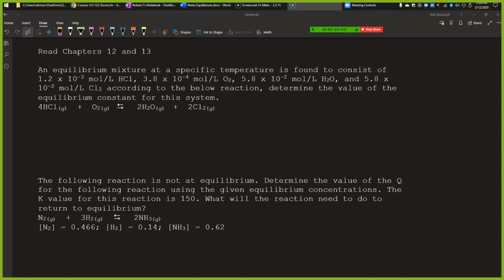All right, so we've got this mixture, and the mixture is at equilibrium, and we've got these concentrations of these different substances, and there's the chemical reaction, and it shows an equilibrium there, and it wants to know what the equilibrium constant is. So the equation that we're going to be writing here, I got to turn something on first, just a sec. There we go.